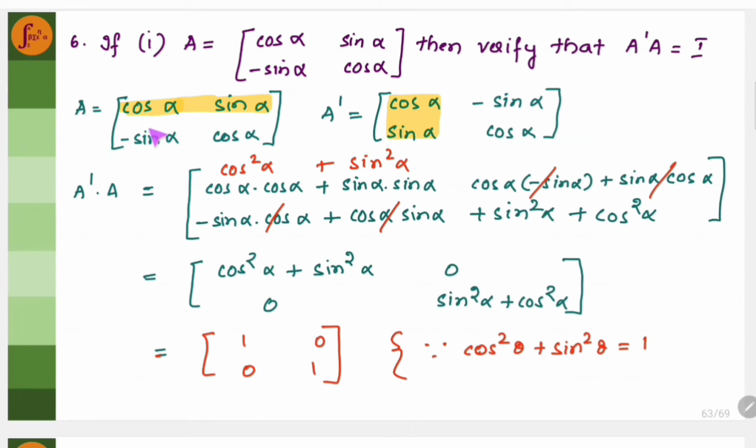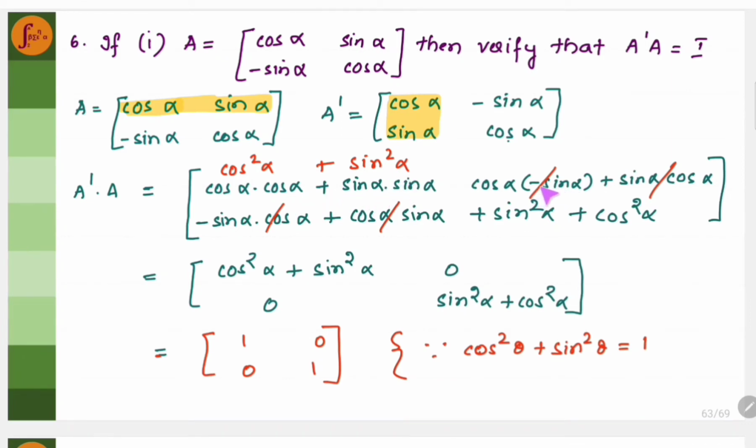So what we will have to do is, this is matrix A, we will get the A transpose, right? So take cos alpha, sin alpha, which is the row element here, put it as column element, cos alpha, sin alpha. Then second row, minus sin alpha, cos alpha, put it as column element, minus sin alpha, cos alpha. Now multiply this matrix and the transpose matrix.